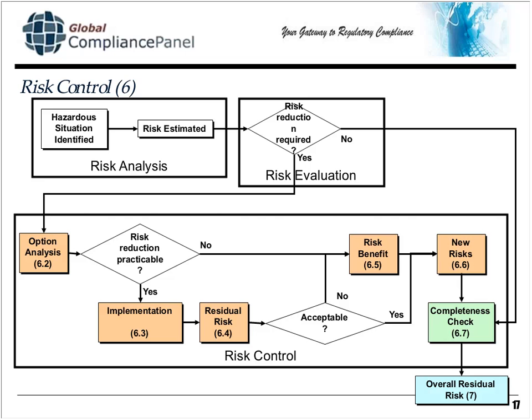If the answer is yes, I'm going to do that through option analysis, and I'm going to tell you what the options are. And then in each one of those cases, I'm going to ask whether or not risk reduction is practicable. If it is, I'm going to implement it, and when I implement it, I'm going to have some risk left over. That's called residual risk. I'm going to ask whether or not the final residual risk, after I've implemented all the options, is acceptable. If the answer is yes, I'm going to move on.